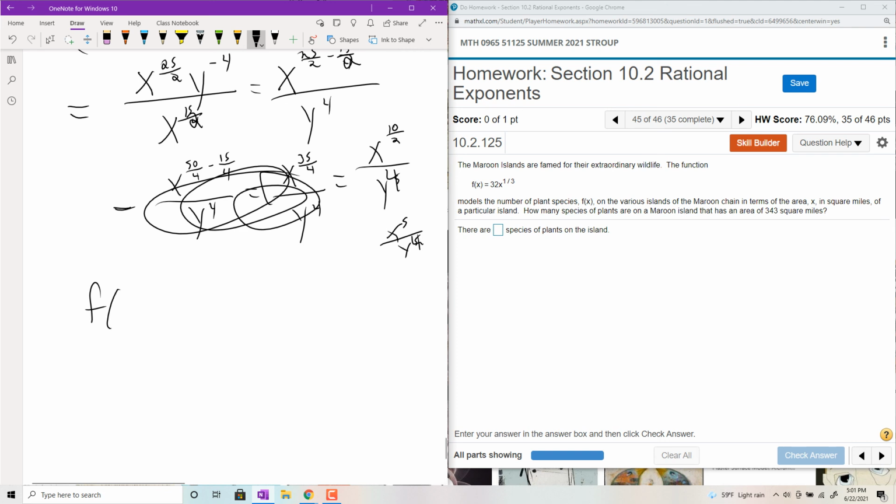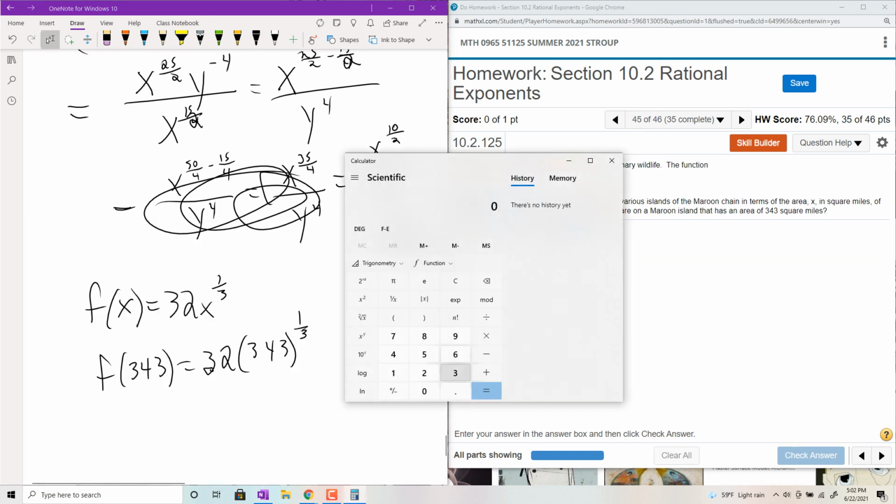Next, Maroon Islands. Okay, so we have some sort of application. Plant species, in terms of area, it tells you how many plant species you'll have given the number of square miles. So they're giving us 343 square miles for Maroon Island. So that'd be 32 times the third root of 343, whatever that is. 343 to the 1/3 equals 7.